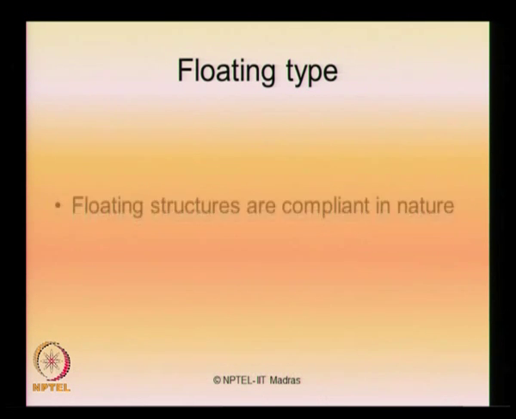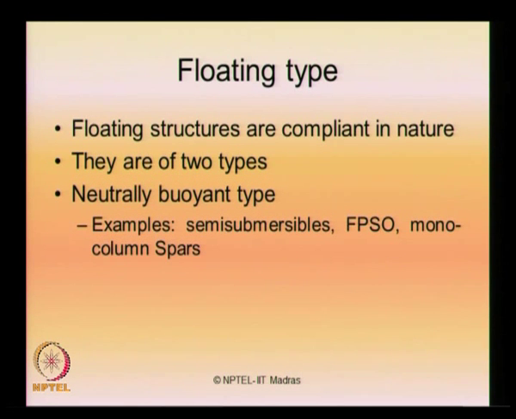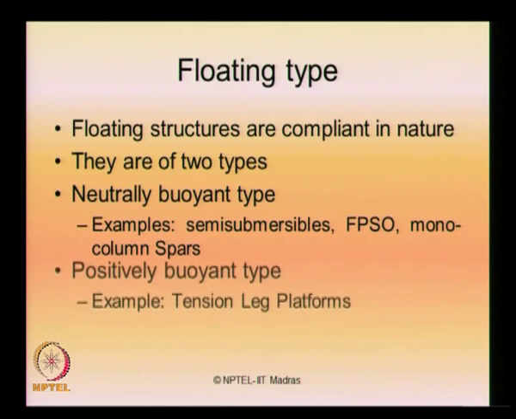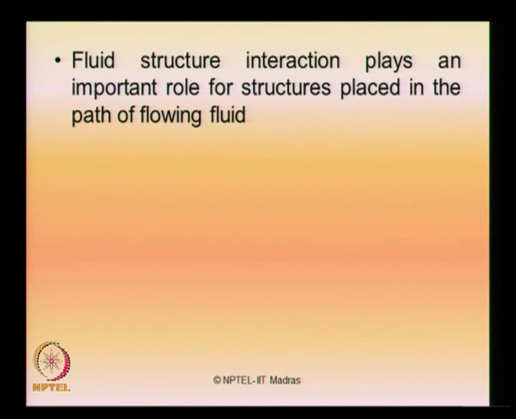If you look at the floating type, floating structures are compliant in nature. They are again divided into two categories. One is called neutrally buoyant type, for example semi submersibles, FPSOs, monocolumn spars, these are mostly neutrally buoyant type. You have positive buoyant type, for example tension leg platforms, triceratops, etc. Now these are the categories of structures available based on either form or other structural configuration.